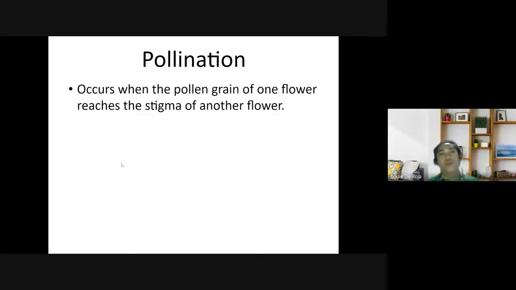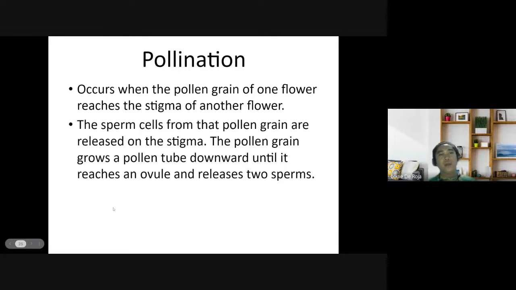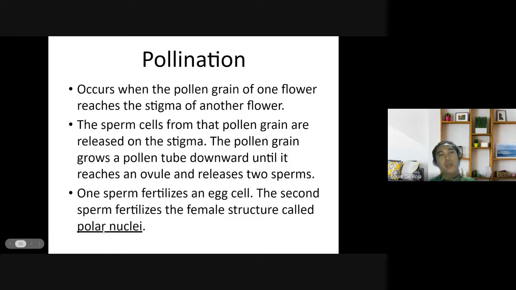So, pollination occurs when the pollen grain of one flower reaches the stigma of another flower. Okay, the sperm cells from the pollen grain are released on the stigma. The pollen grain grows a pollen tube downward until it reaches an ovule and releases two sperms. One sperm fertilizes an egg cell, and the second sperm fertilizes the female structure called polar nuclei.